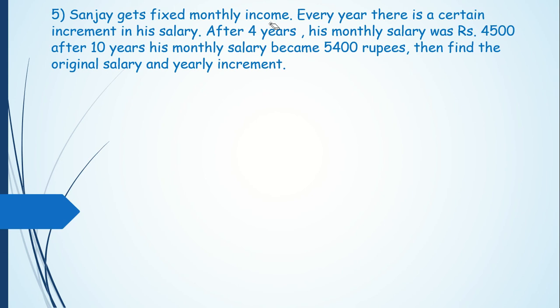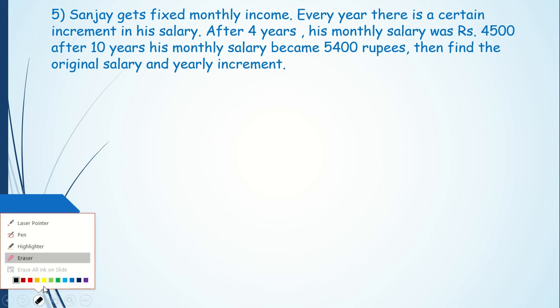Sanjay gets a fixed monthly income. Every year there is a certain increment in his salary. After 4 years his monthly salary was 4,500. After 10 years his monthly salary became 5,400. Then find the original salary and the yearly increment.